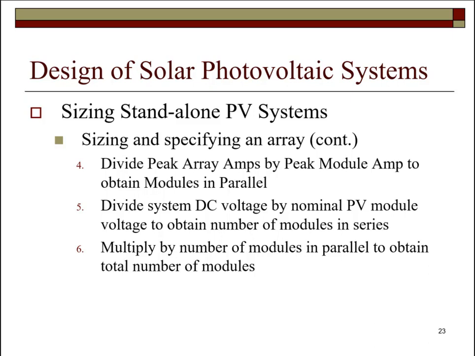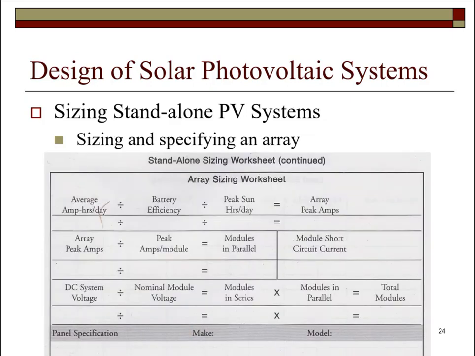We divide the required peak array amps by the maximum power point amps of the module selected. This will give us the required number of modules in parallel. We then divide the system voltage by the nominal voltage of the module to obtain the required number of modules in series. Multiplying the number of modules in parallel by the number of modules in series will give us the required total number of modules. This table we use for designing the array.